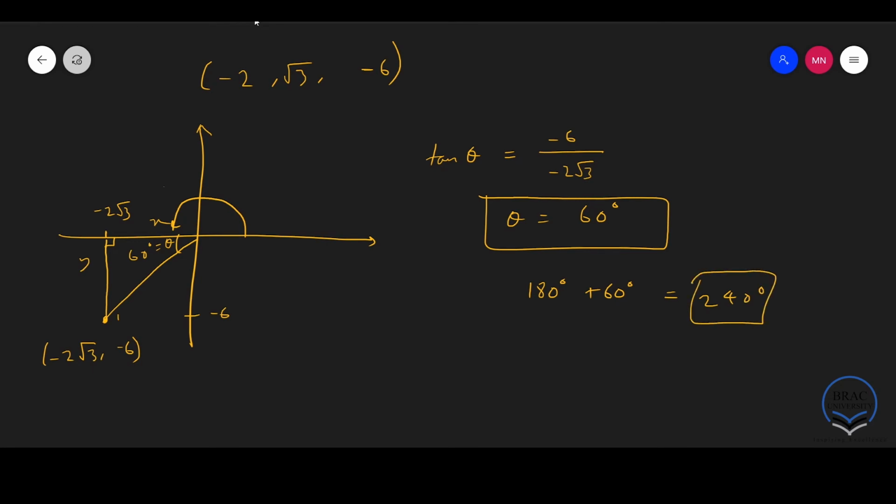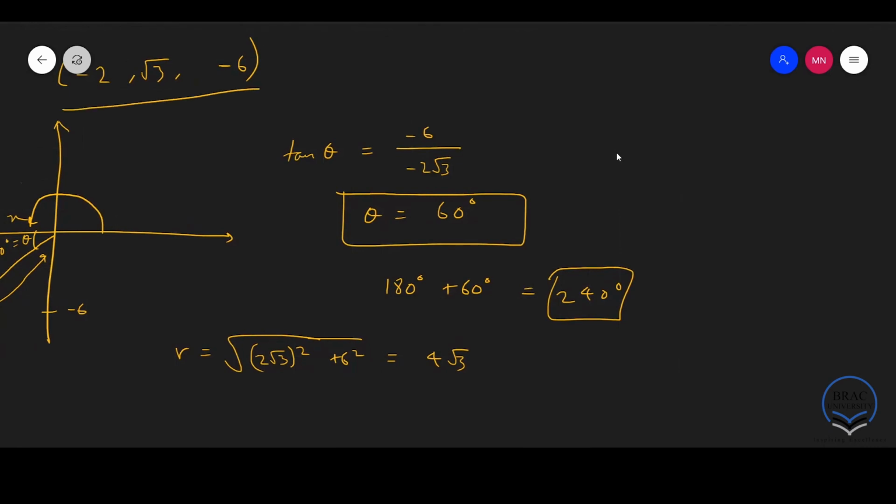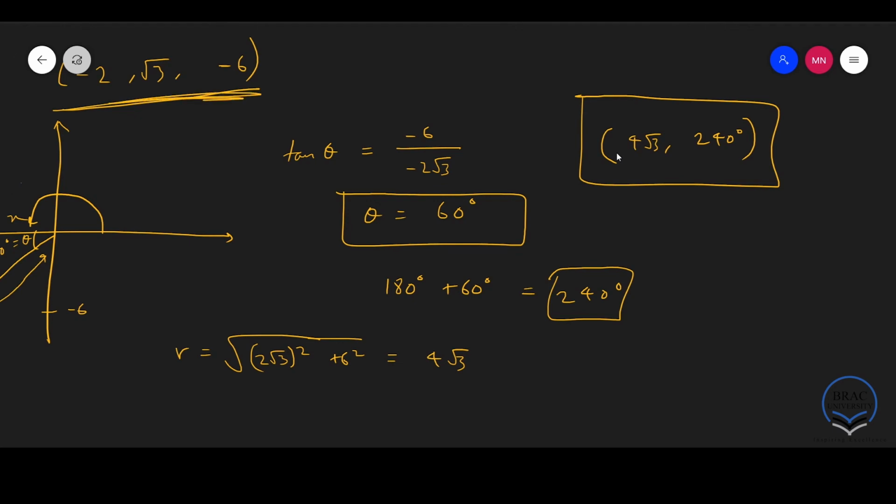And to find this length, well, I can use the Pythagorean theorem again. So I will have 2 root 3 squared plus 6 squared, and this will give me 4 root 3. So r is equal to 4 root 3. So my polar coordinates for this point will be 4 root 3, 240 degrees. So this will be one of the polar coordinates that represent this rectangular coordinate.